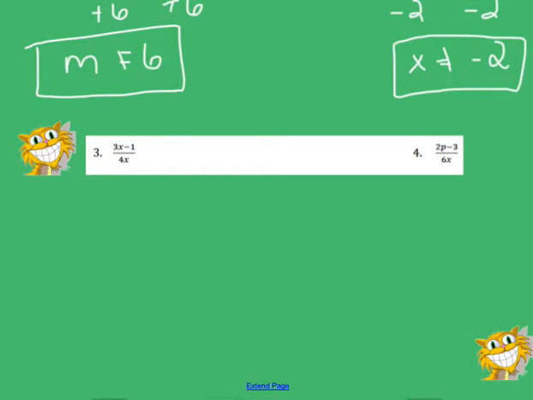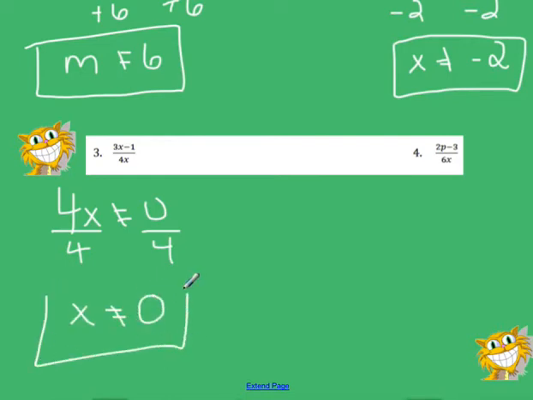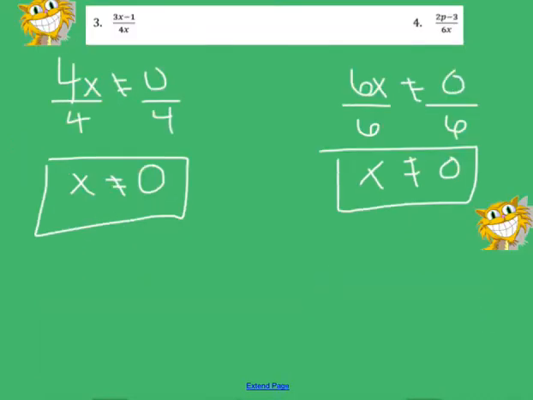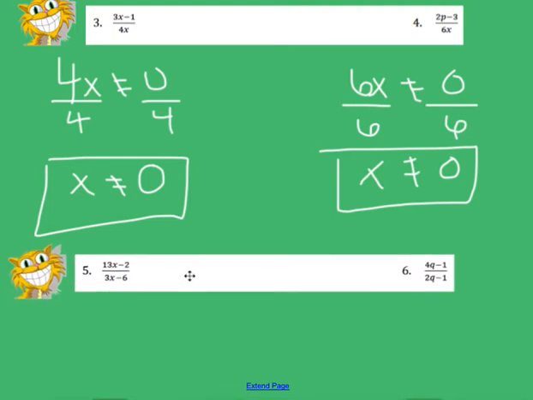For number 3, again, we're going to set the denominator equal to 0. So we're saying 4x cannot equal 0. Now we're going to solve this. That 4 is being multiplied by the x, so to get it over to the other side, I need to divide both sides by 4. 0 divided by 4 is just 0. So I get that x cannot equal 0. Taking a look at number 4, 6x cannot equal 0. Again, divide both sides by 6, and I get that x cannot equal 0 again. So whenever a number multiplied by our letter is set equal to 0, our letter cannot be equal to 0.